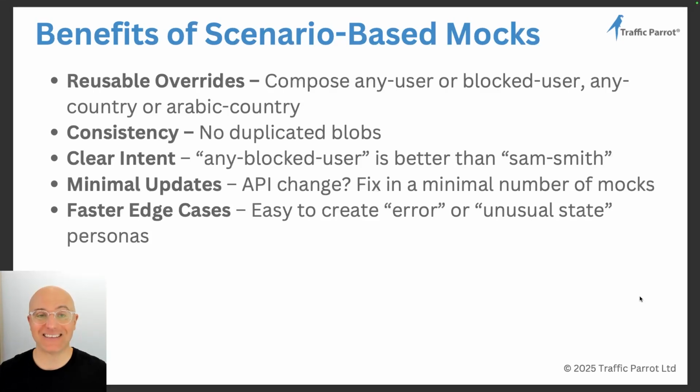There are many advantages of this approach. You can have these reusable overrides, compose any user or blocked user, any country or an Arabic country. You get less duplicated blobs, you get clear intent. For example, any blocked user is much better than Sam Smith, right? Any blocked user is very clearly stated there in the name. What happens if an API changes? Well, there's a fixed minimal number of mocks that need to change, and it's much easier to set up edge case tests because you just use the defaults and set up error conditions on unusual states or business scenarios in those overrides.